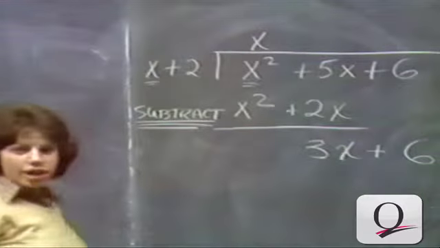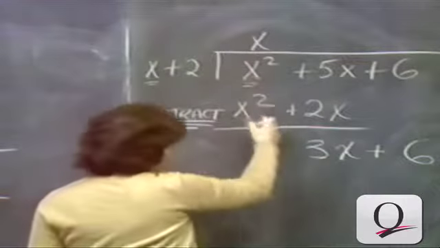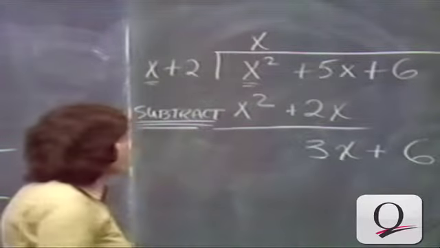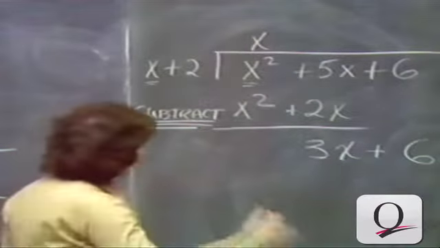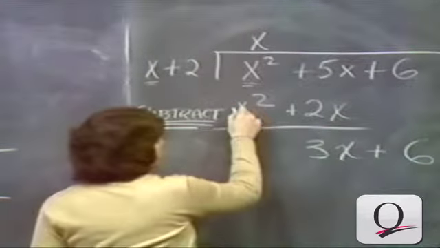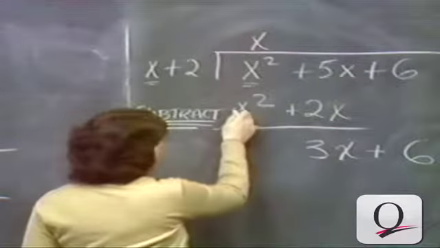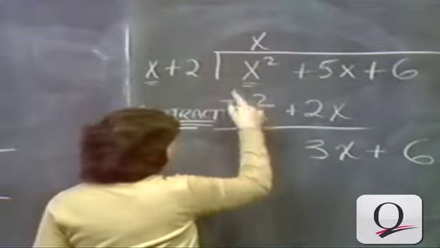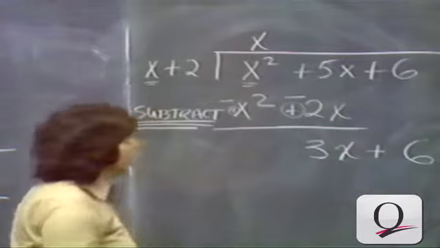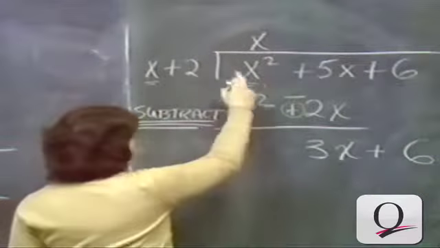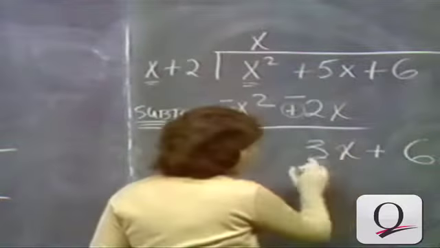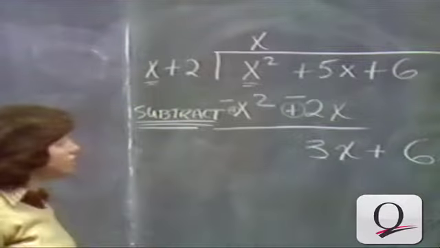Okay, now if you can do that in your head, fine. X squared take away x squared, that's 0. 5x take away 2x, that's 3x. If not, you can always remember that subtraction means you add the opposite. So instead of plus x squared, you can change that to minus x squared and add. Change the plus 2x to a minus 2x and add. Of course, x squared and a minus x squared gives you 0. 5x and a minus 2x gives you the same 3x.